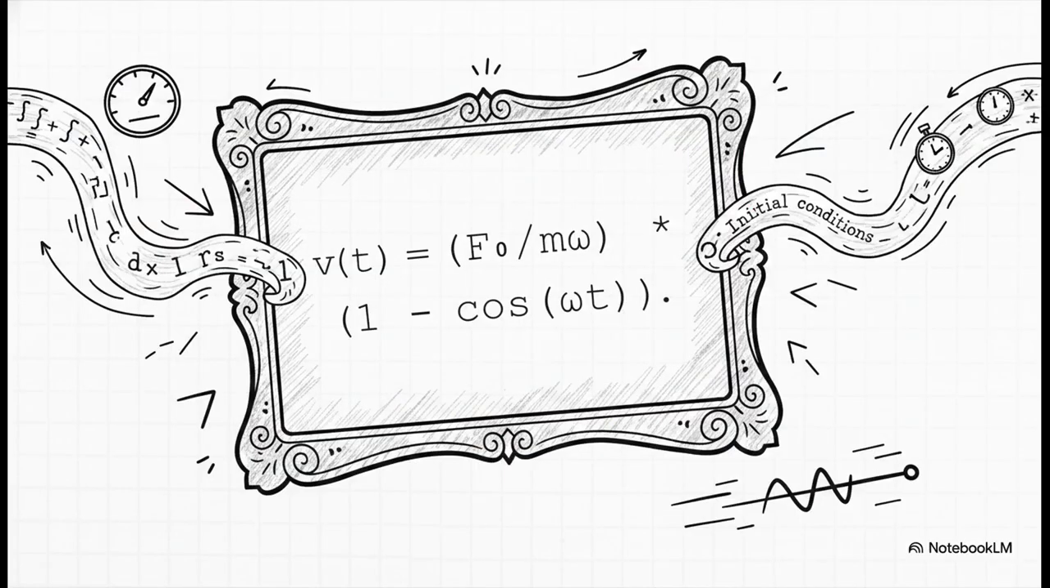And boom, there it is. We substitute our value for C back in, and we've got our complete velocity function. This beautiful equation tells us exactly how fast our particle is going at any moment in time.